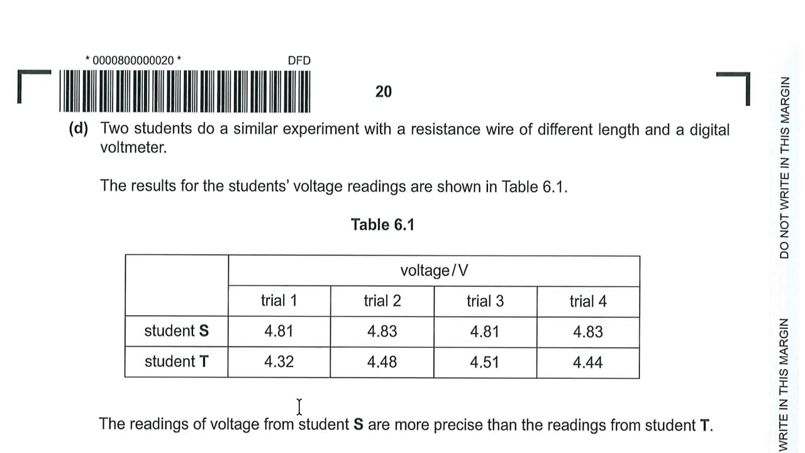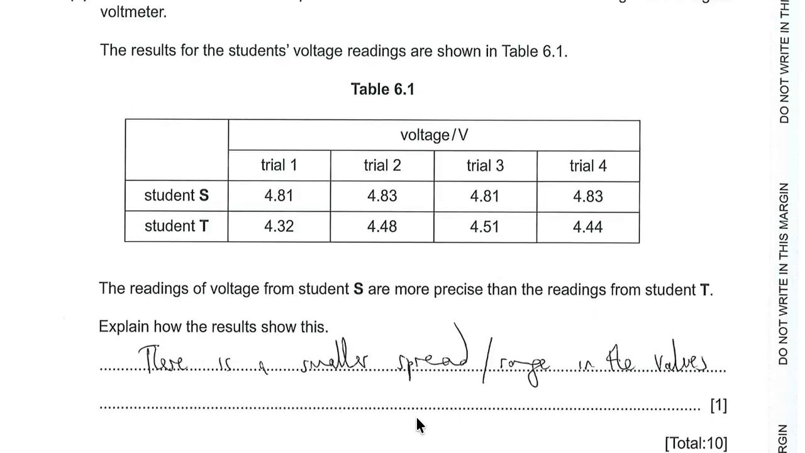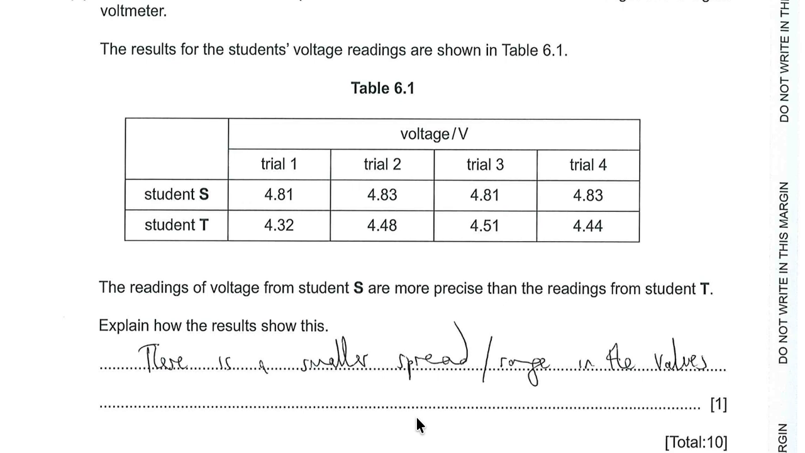The student S's data is more precise. Why? This is where, in a previous video, I showed you a very similar question which was talking about accuracy. This is where I've got it right. There is a smaller spread or range in the values. When you've got a precise bit of data, there's a smaller spread. In student S, you've got a small range from basically 4.81 to 4.83, very small. However, in student T, you've got different numbers, but there's a bigger range, 4.32 to 4.51. There's a smaller range in S than there is in T, which is why S is more precise.